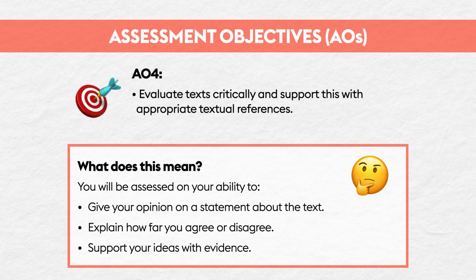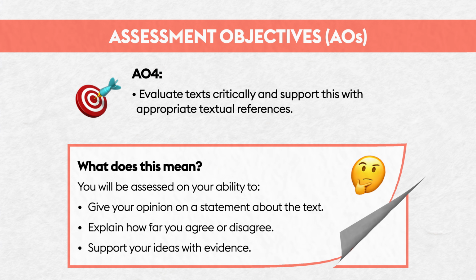AO4 is about evaluating texts critically and supporting your ideas with textual references. This means giving your opinion on a statement about the text. You need to explain how far you agree or disagree and support your ideas with evidence. This is not just about saying whether you like the text or not. It is about making a judgment based on what the writer has done. In Paper 1, AO4 is assessed in Question 4.